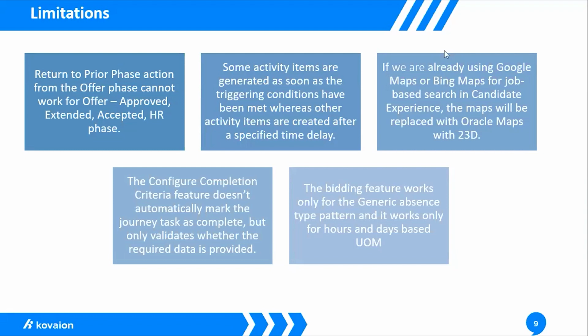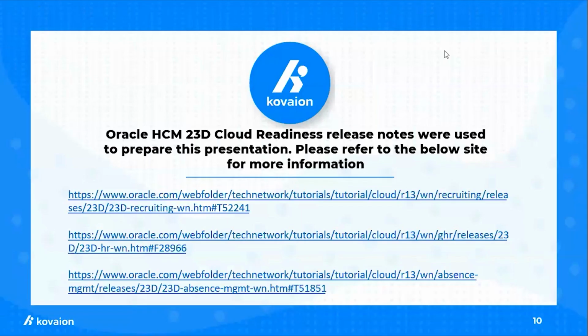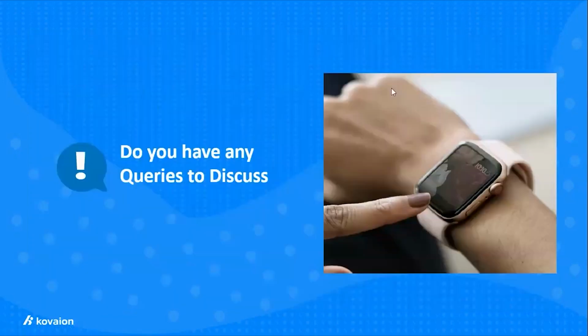When it comes to absence management, the limitation is that the bidding feature works only for the generic absence pattern, and only for hours and days based absences. So these are the limitations for 23D, and these are the notes from the presentation I prepared. If you have any kind of questions, just let me know. Queries to discuss.